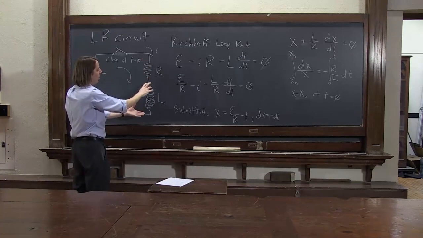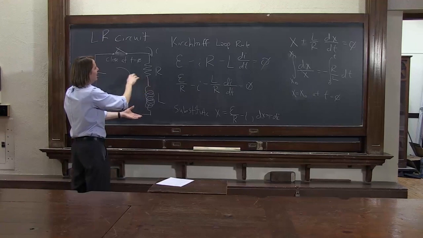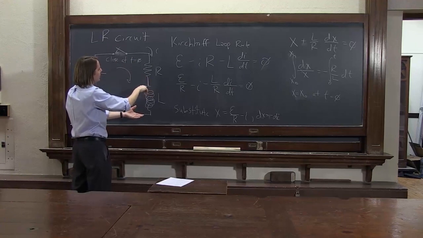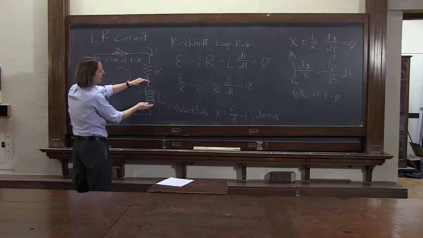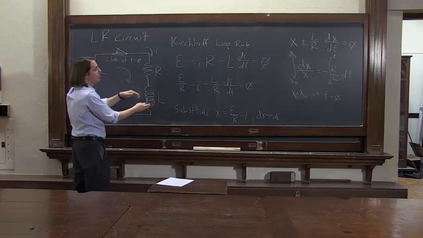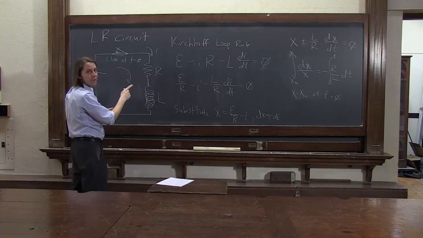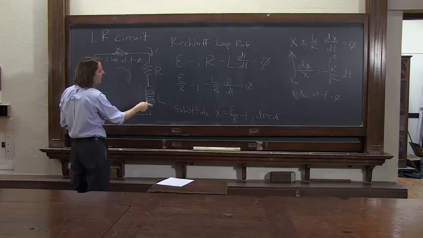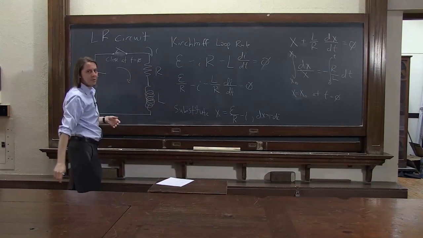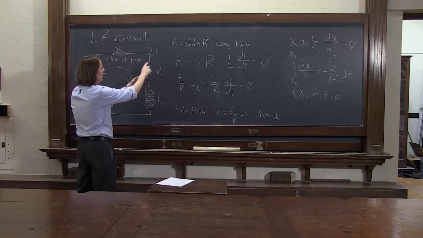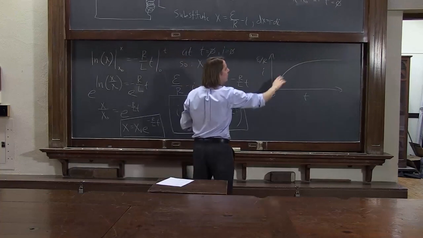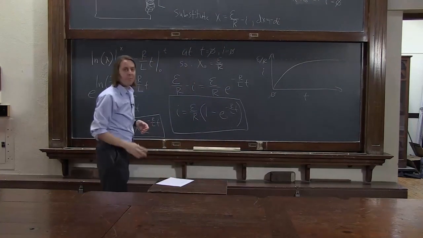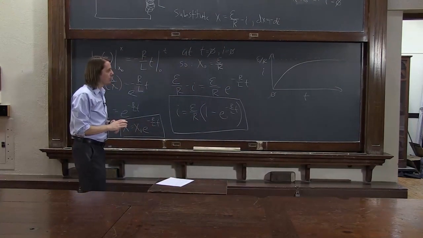There's no drop here. All the drop is here. And then, as the current builds, you start to get some of your drop here, and you start to build up a magnetic field here, and it slows down, doesn't change as much. And when you reach steady state, you have a constant current, constant magnetic field, no back EMF, and then all your drop is here. So your potential drop starts here, and it transitions to here, following this equation. So that's the basic behavior of the LR circuit.